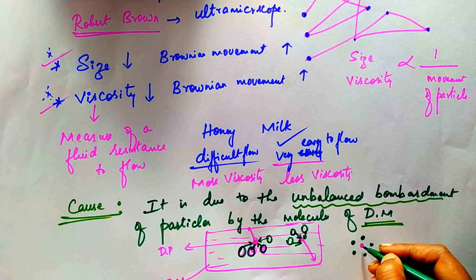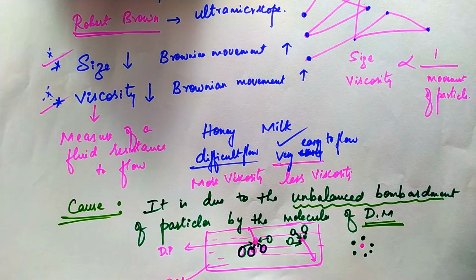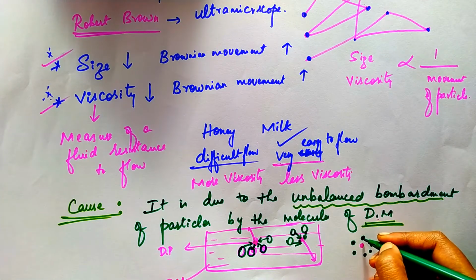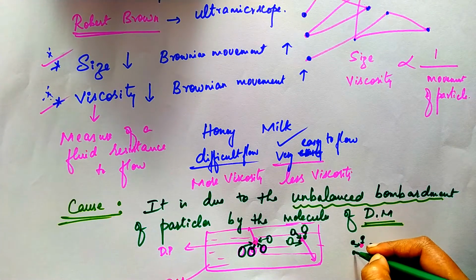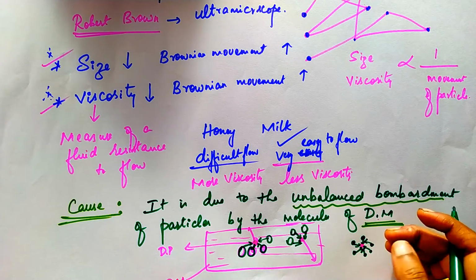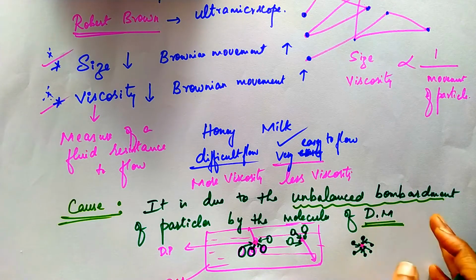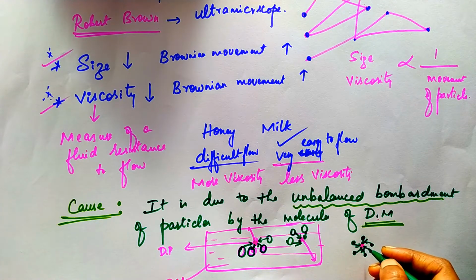This one is a colloidal particle and the green color is the dispersed medium. If the dispersed medium hits the colloidal particle in a balanced way, then the particle does not move anywhere. It stands in the same position. The net force here is 0.